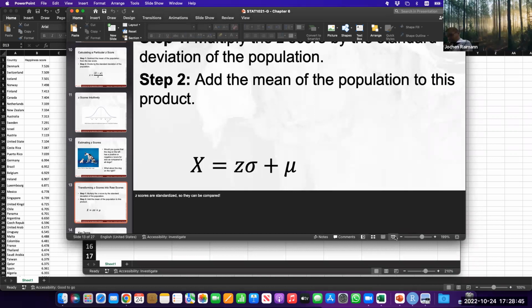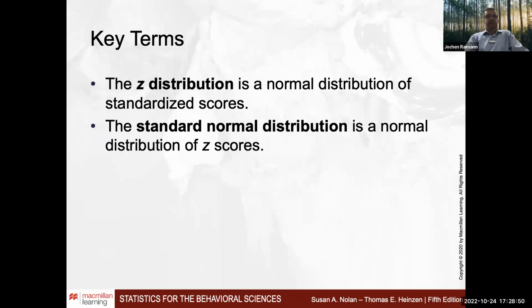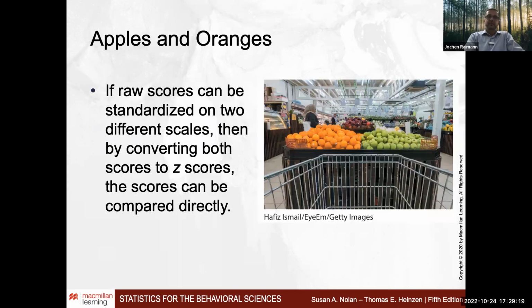So that's the formula. We'll get back to the individual scores. Now we're going to carry this further. The z distribution is a normal distribution of standardized scores. It's the same distribution, right? Same value, same distance, same standard deviation. So the distribution is going to look exactly the same. It's just the numerical value on the x-axis that is transformed. The standard normal distribution is a normal distribution of z-scores. So now it's a z-score distribution, not a normal distribution of the individual scores anymore. So you do that to compare apples and oranges.